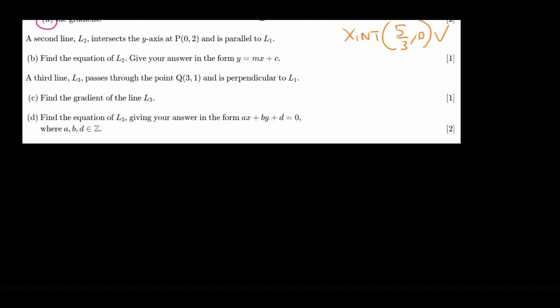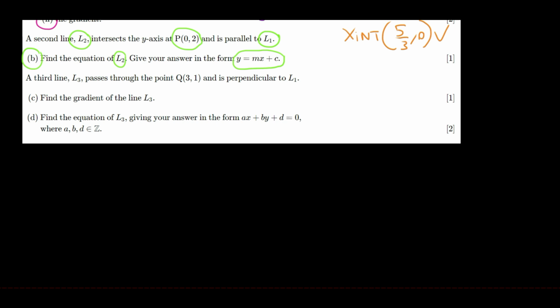Then for question B and C and D, I'll just go here below because I need the space. So we have the following: a second line L2 intersects the y-axis at the point P with coordinates 0, 2 and is parallel to L1. For question B, they ask, find the equation of L2, give your answer in the following form.